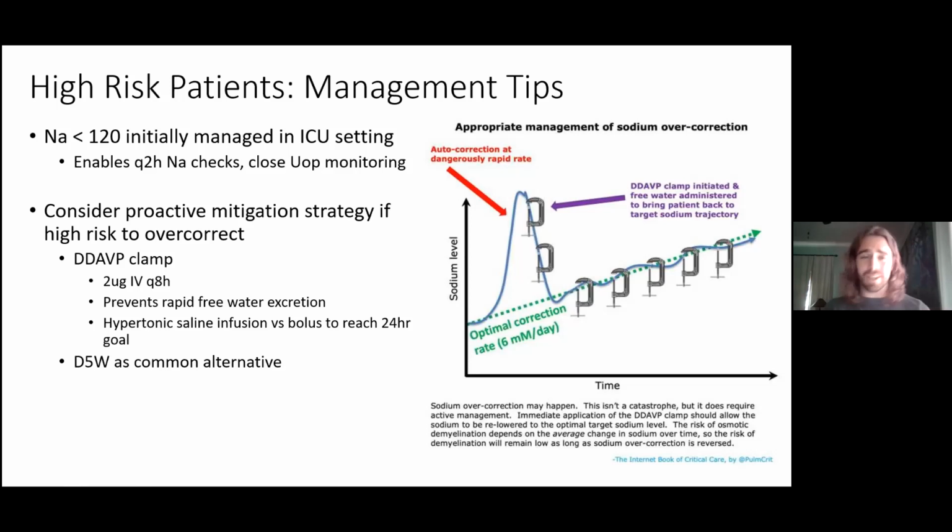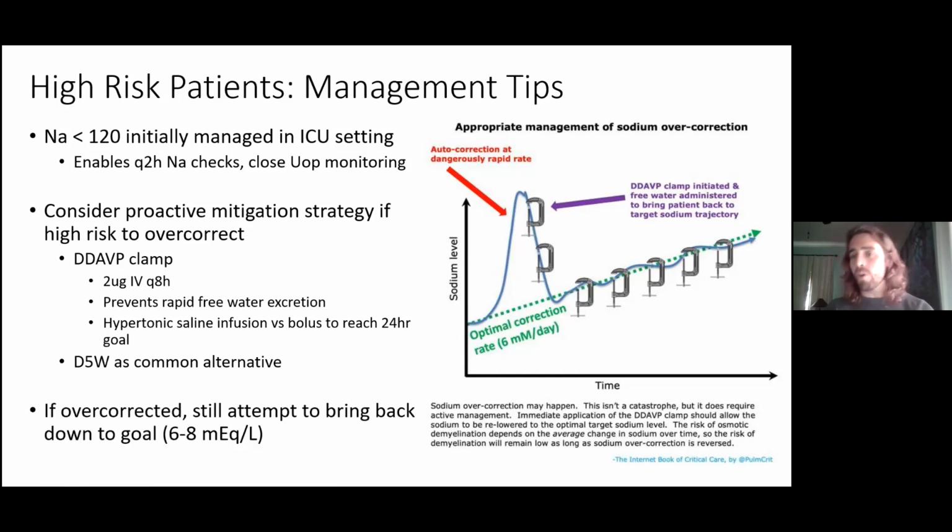This is an alternative. Sometimes you'll see D5W being used, but at least I've used it like twice. So my N is 2, but it feels like the DDAVP clamp can be a safe, effective alternative, and it's becoming more popular. This graph on the left is showing a DDAVP clamp, but it's also highlighting one other important point: if someone has been overcorrected, there is still utility in trying to bring them back down to a safe correction range.